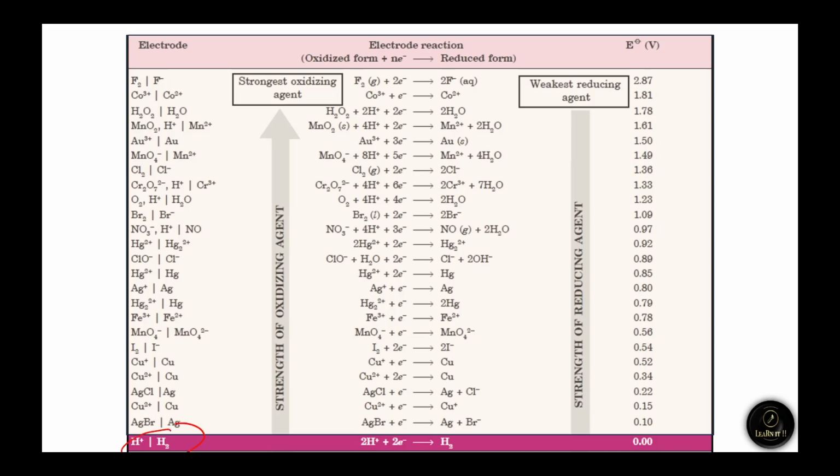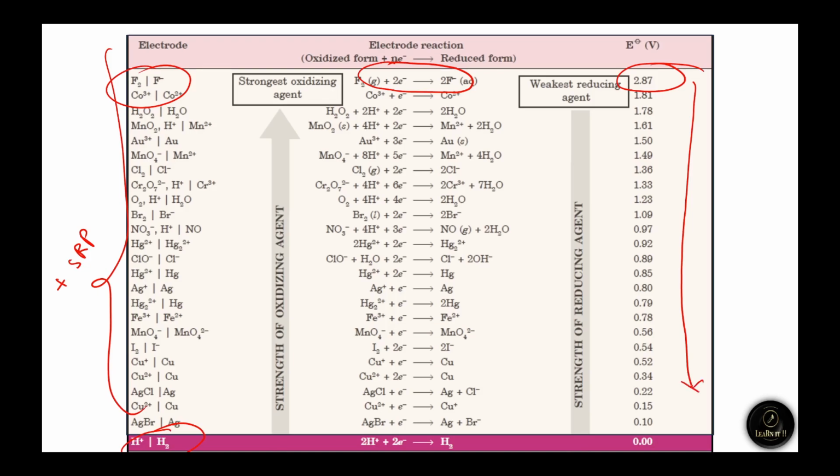So we can see hydrogen is at the bottom. It means that all the elements above it have a positive standard reduction potential. Fluorine is at the top. Here it indicates the reaction. Here it is the standard reduction potential value. And this list is in decreasing order of standard reduction potential.